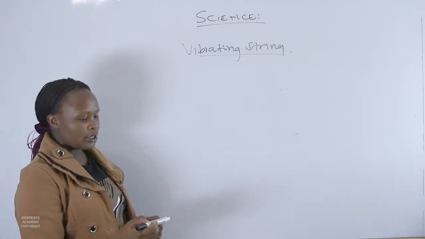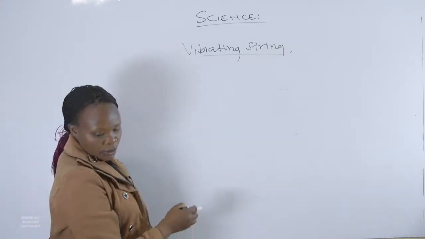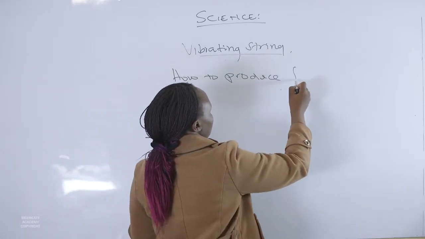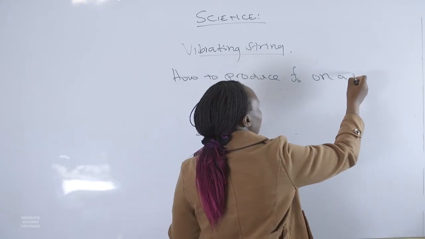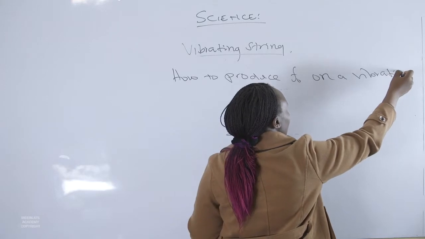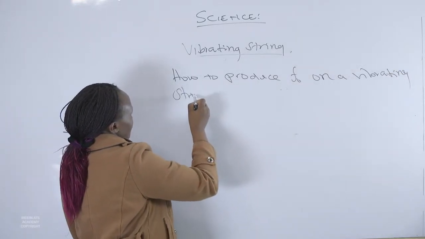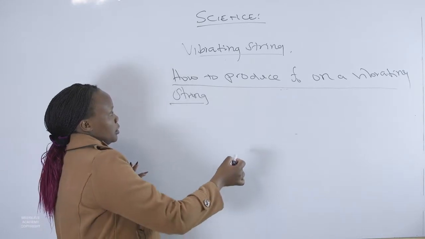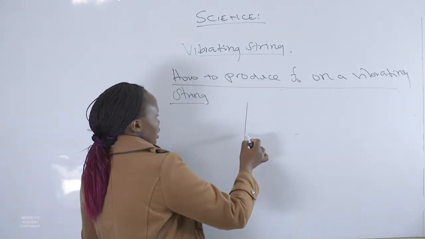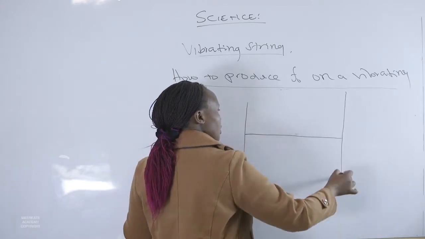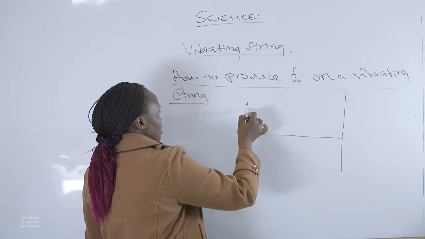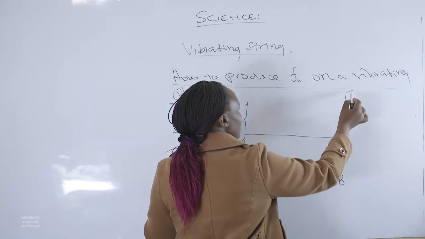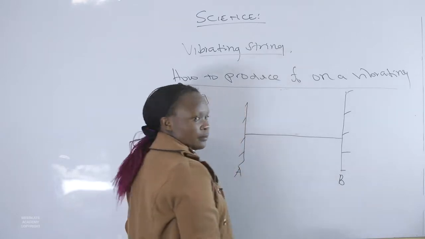Now we move a notch higher and look at how we can produce the fundamental frequency on a vibrating string. Here we fix both ends. This one is a fixed end we are going to call A. Then we have another fixed end, we call it B.